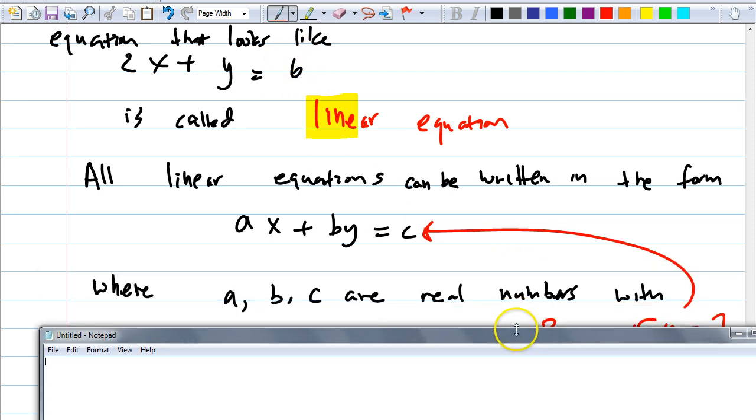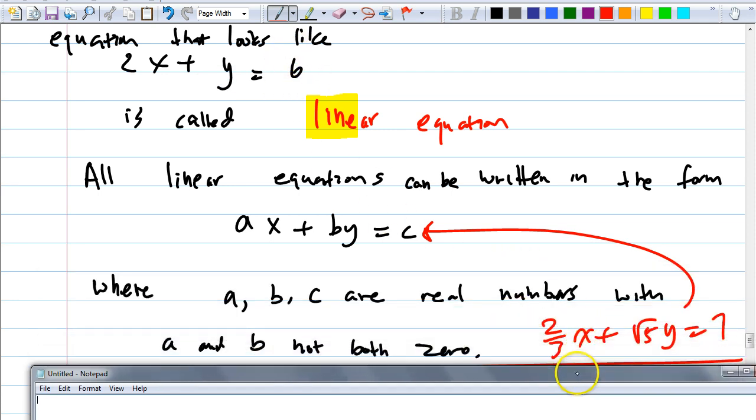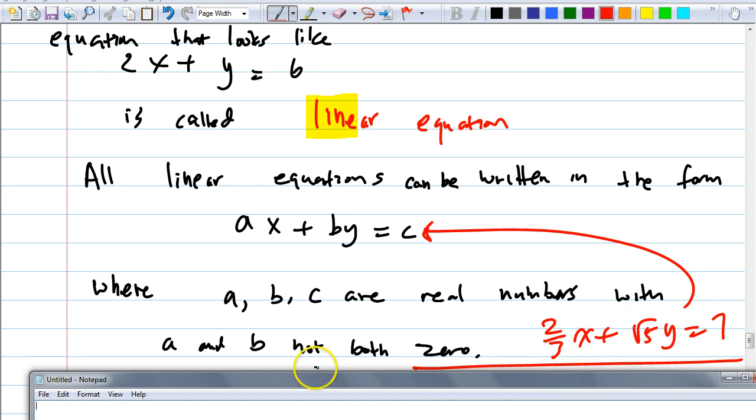So any equation where A, B, C are real numbers and A and B are not both 0 is a linear equation. Anytime you see an equation that has this form, Ax plus By equals C, where A, B, C are some real numbers, why do I write A and B not both 0? Why do you think that's necessary? Let me give you some time to write. Let me ask that question again in a minute.